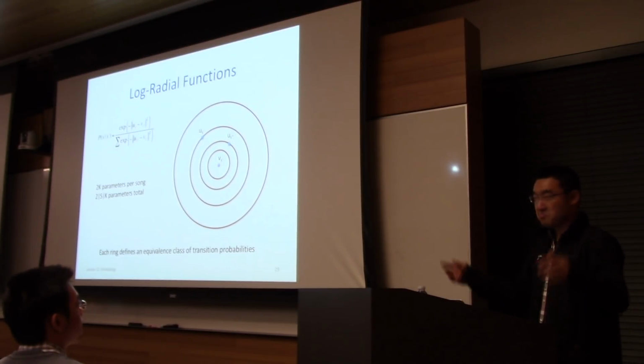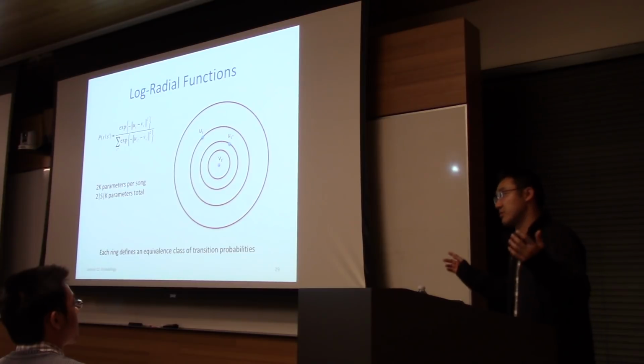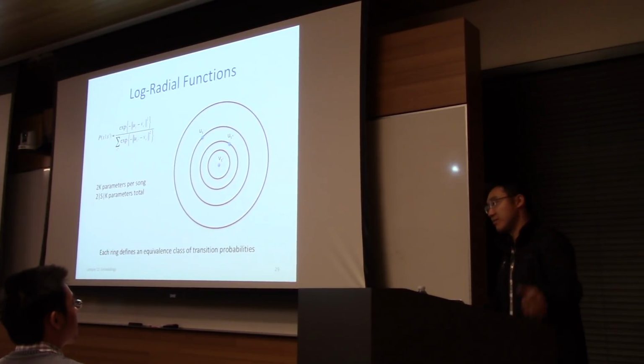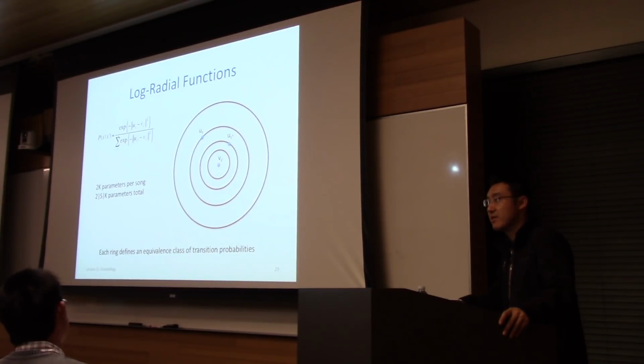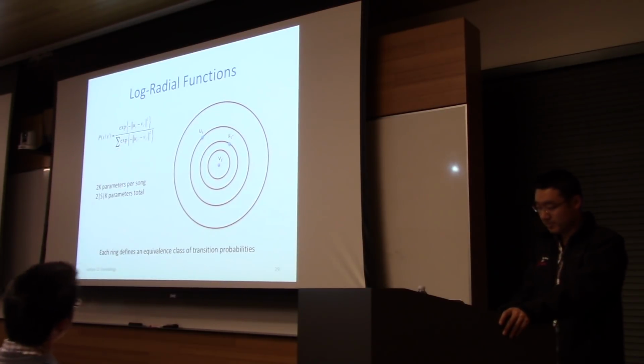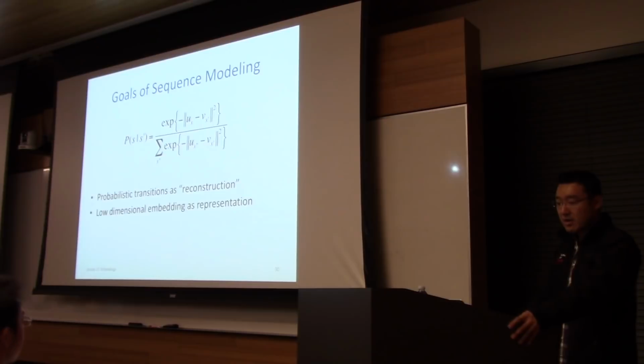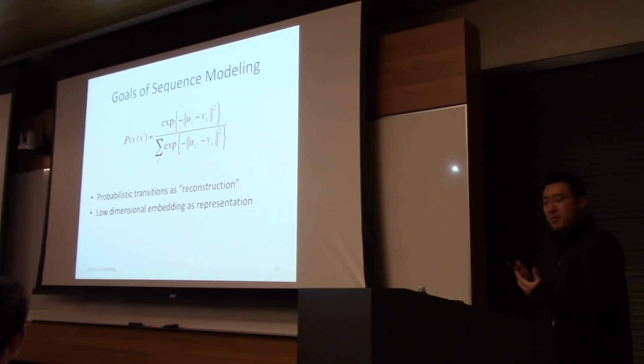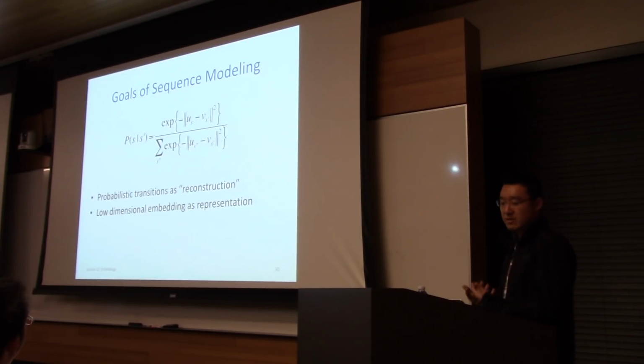Right, if there's 10 million songs and k was 25, you're talking about several orders of magnitude difference in the number of parameters to estimate. Right, so let's come back. So why are we doing this? What are the goals of sequence modeling this way?